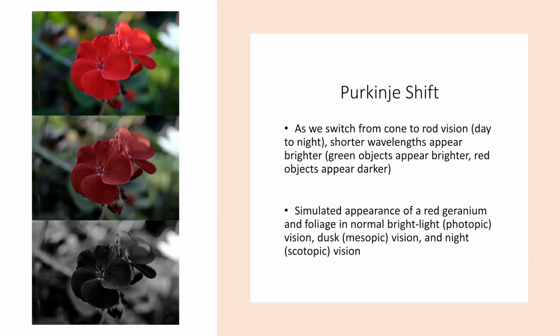Purkinje Shift happens as we switch from cone to rod vision, from day to night. Shorter wavelengths appear brighter and longer wavelengths appear darker. This means that green light is going to be brighter at night and red light is going to be darker at night. Take a look at this simulated view of a geranium in bright light, which relies on photopic vision, at dusk, or mesopic vision, and at night using scotopic vision.